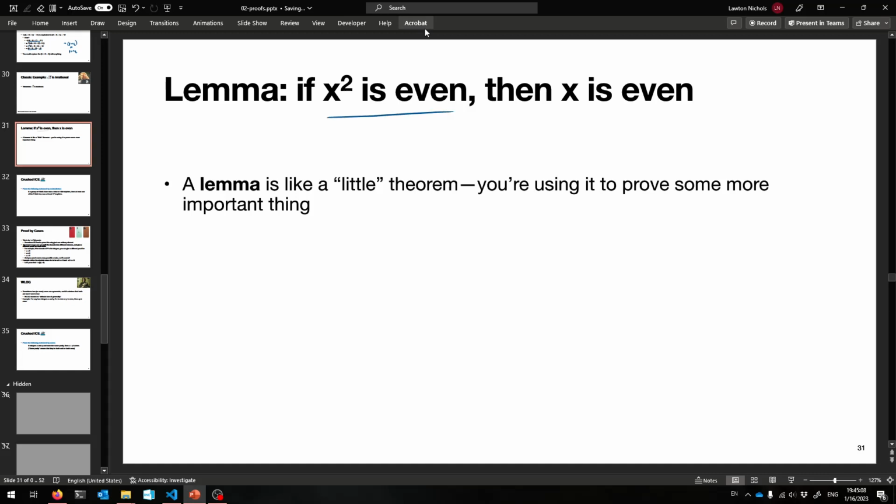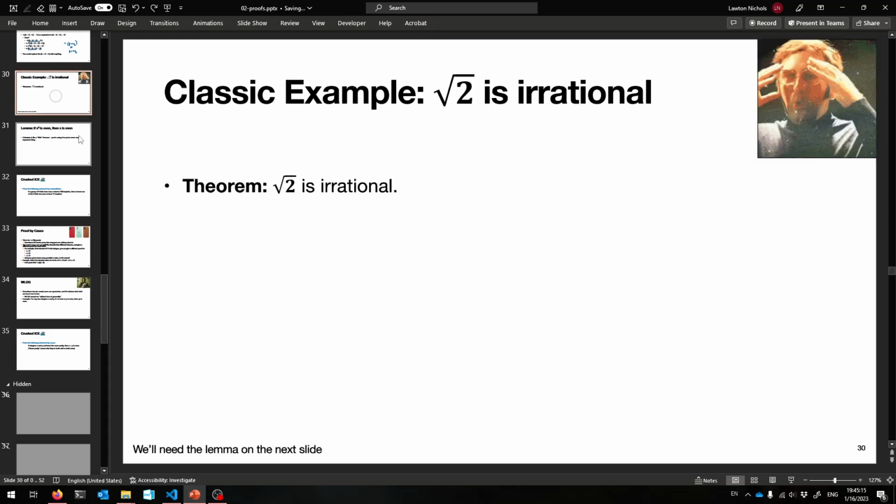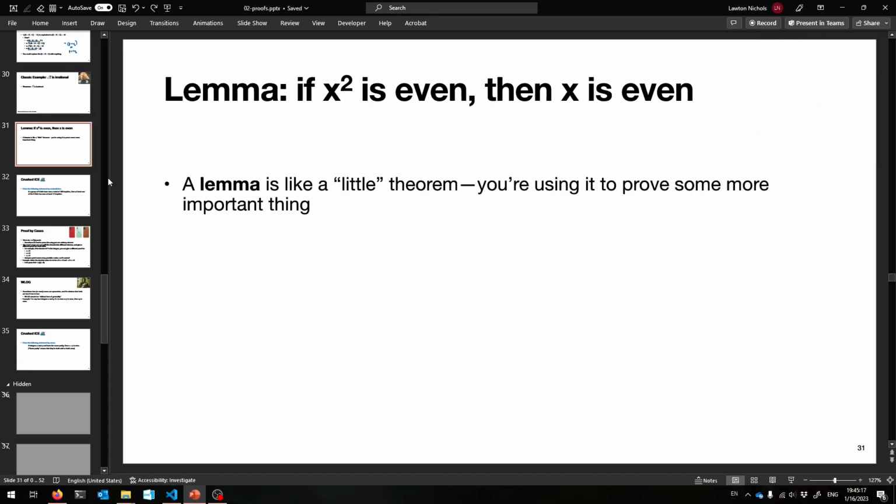If x squared is even, then x must have also been even. All right? So lemma is just like a little theorem. You're using it to prove the important thing, which is like square root of 2 is irrational. That's very important. All right? So let me prove to you quickly this lemma. So proof. I'll do it quickly. I won't even translate it to math. So what we're going to do is we're going to prove this by contrapositive. Not contradiction, contrapositive.